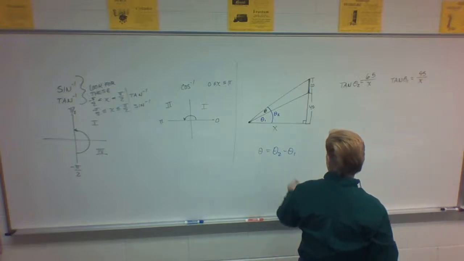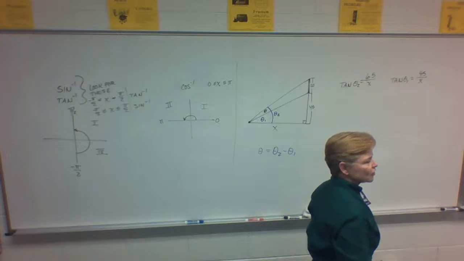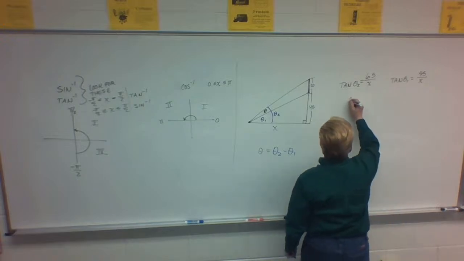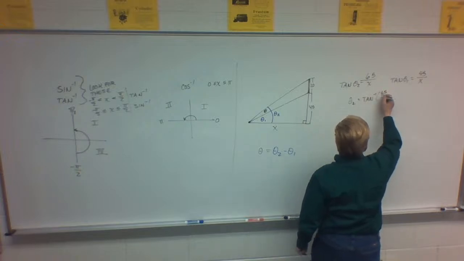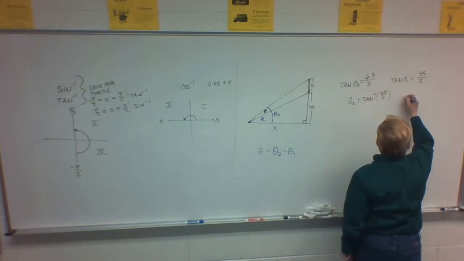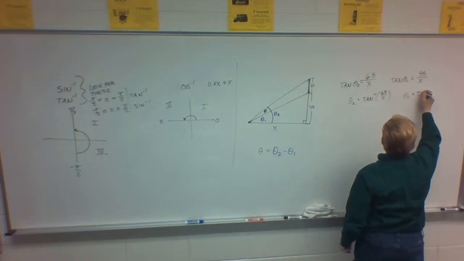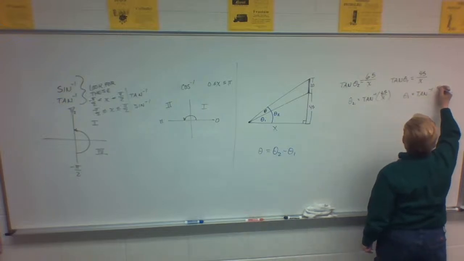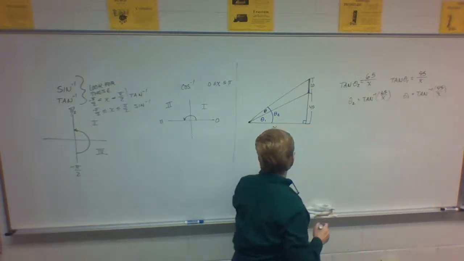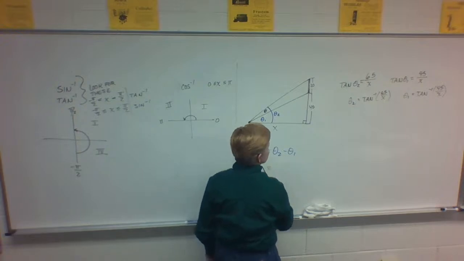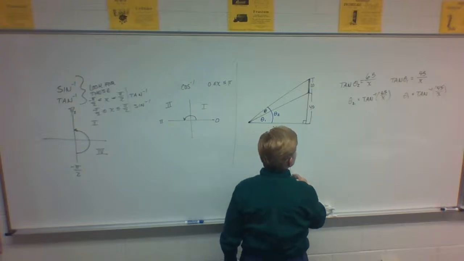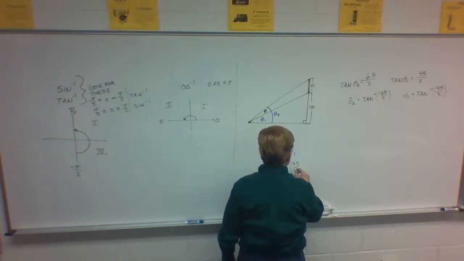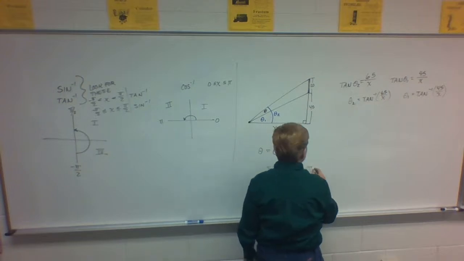Well, I need thetas. That's not that hard. Theta 2 is equal to the inverse tangent of 65 over x. Theta 1 is equal to the inverse tangent of 45 over x. So that means when I come down here to solve this, it's going to be inverse tangent. Now, should we be in degree mode or radian mode? Or does it matter? I'm just asking.